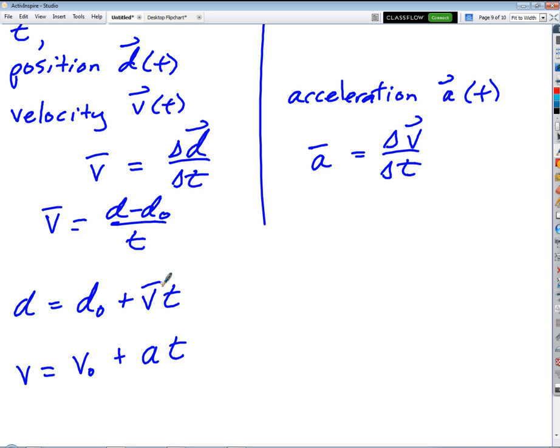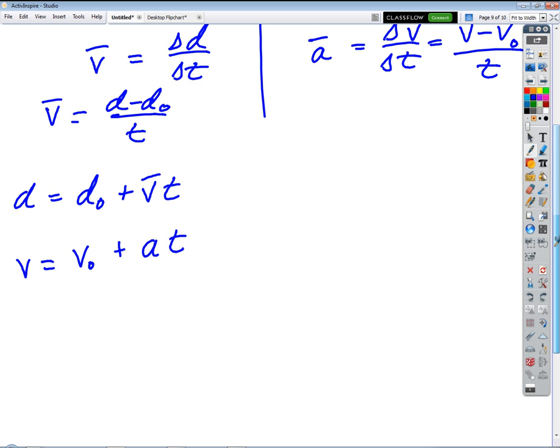So same thing here, right? If I write the definition of change in velocity as V minus V naught over T, same deal. If I multiply by T and add V naught, don't I just get that? So these two equations are nothing more than restatements of the definition of average velocity and the definition of average acceleration, right? That's it. Okay, make sense?